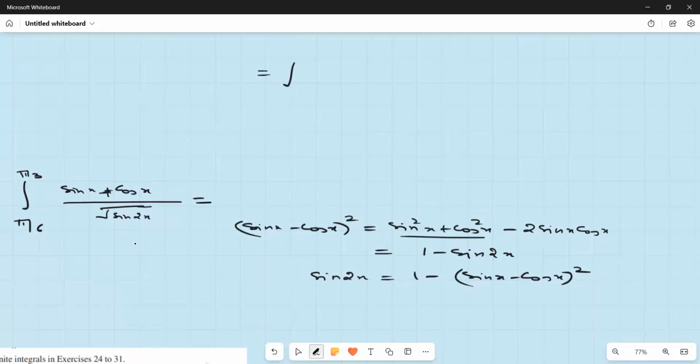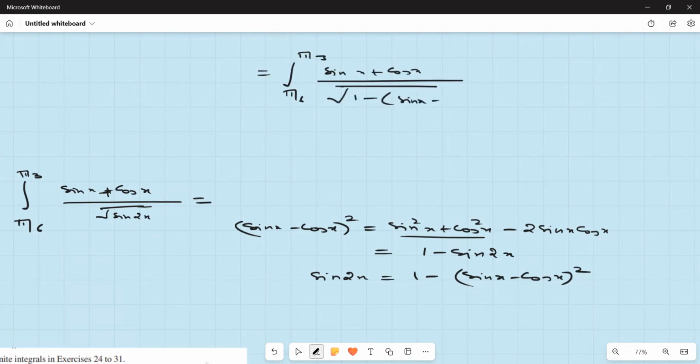So this is the integral from pi by 6 to pi by 3 of sin x plus cos x upon 1 minus sin x minus cos x whole square. Remember, whenever you get sin 2x in the denominator in this type of question, first you will check what is there in the numerator. If it is plus, you will take minus over here. If it is minus over here, you will take plus over here, right?